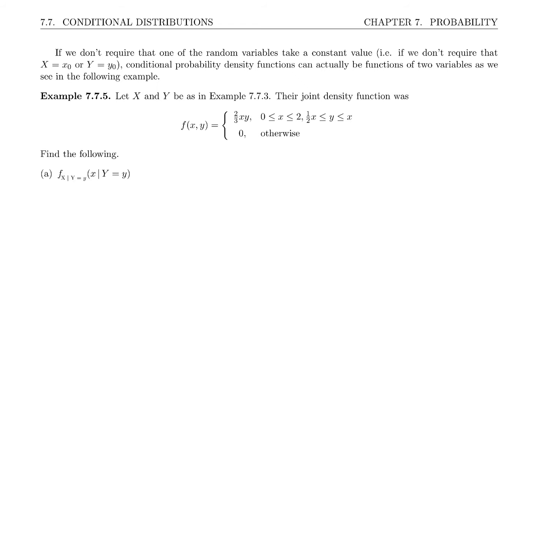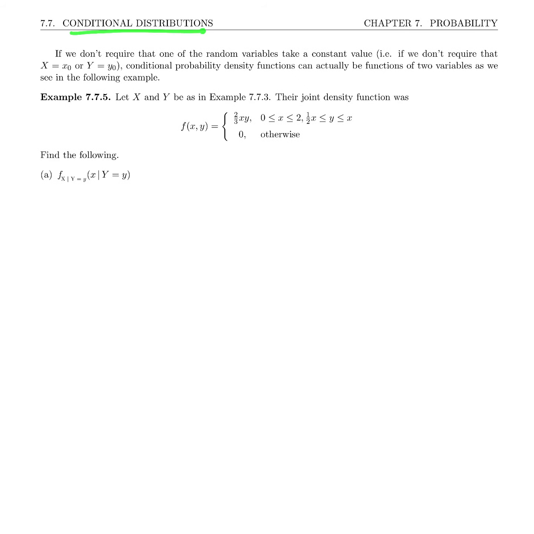Hey there. In this video, we're continuing our discussion of conditional distributions, and we're going to see that if we don't require that one of the random variables take a constant value, in other words, if we don't require that x be x0 or y be y0, then conditional probability density functions can actually be functions of two variables, and we're going to see that in example 7.7.5.